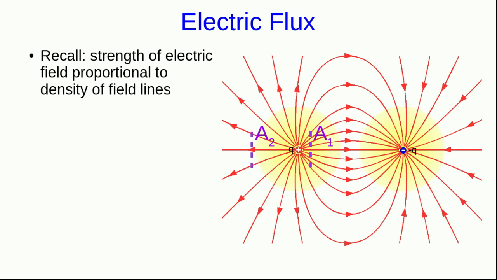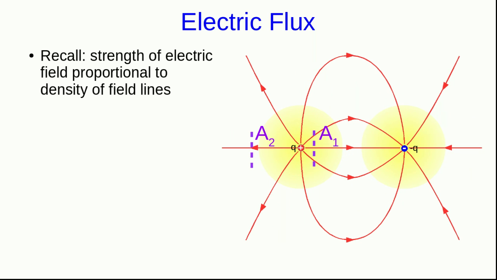But note that the flux through A1 is 9 lines, and the flux through A2 is 3 lines. But they're the same area. The reason that the flux through A1 is larger is that the electric field is stronger where A1 is, and remember that the strength of the electric field is proportional to the density of field lines. Note, it's important that it's proportional to, not equal to. It doesn't make any sense to talk about it as being equal to, because the number of lines we draw out of each charge is arbitrary.